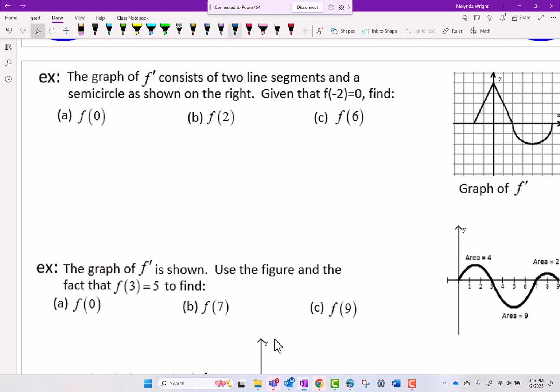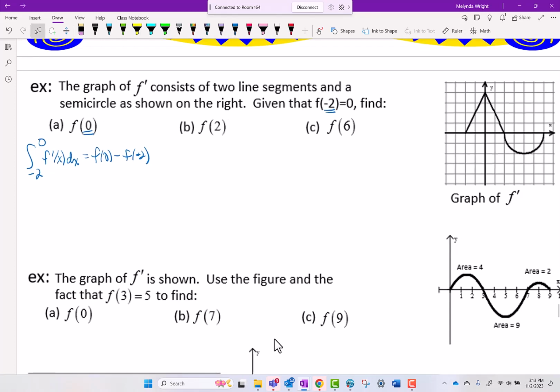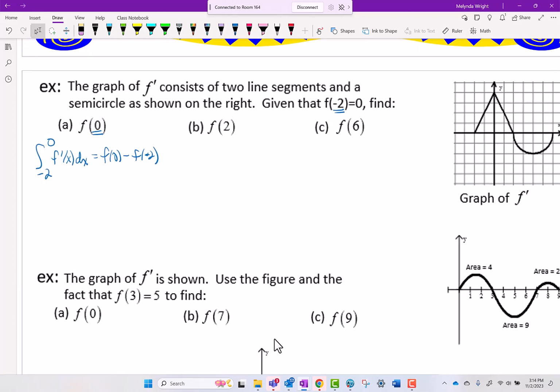So let's take a look. We want to find f of 0, and we have f of -2. So we really don't have a choice what goes on the bounds, right? And we really should do it in numeric order, and I'm going to explain why in just one moment. We're going from -2 to 0 of f prime of x dx, and that is f of 0 minus f of -2. So I'm integrating forward. I'm going from -2 to 0.